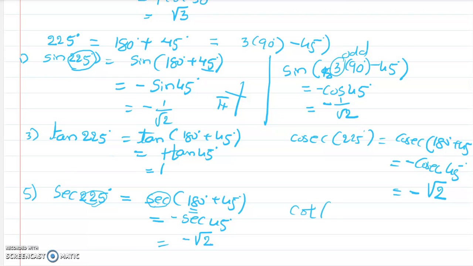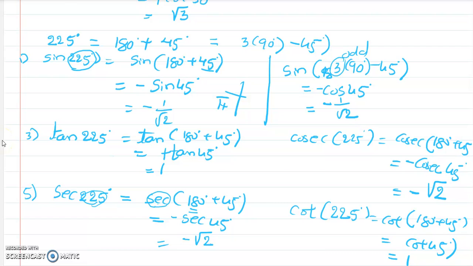Similarly, the last ratio is cot 225 degree. Cot operating on 180 degree plus 45 degree. Cot remains as cot only, cot 45 degree. Cot and tan are positive in the third quadrant, so cot 225 becomes positive 1.